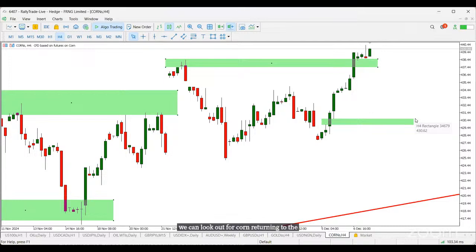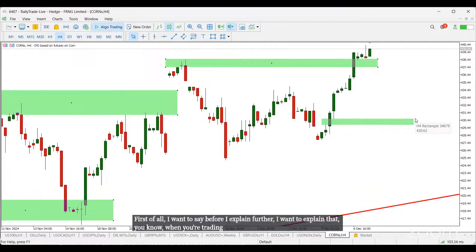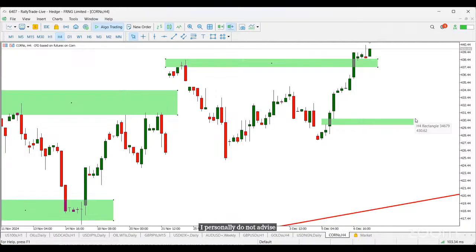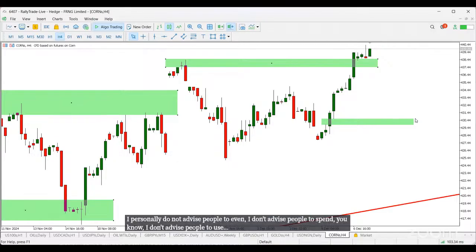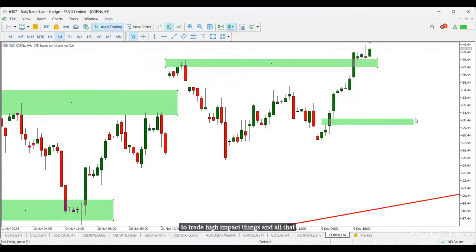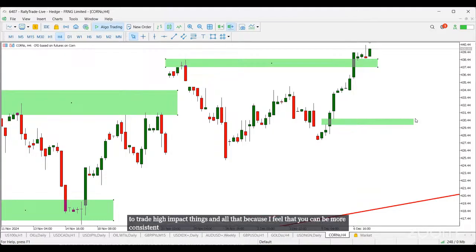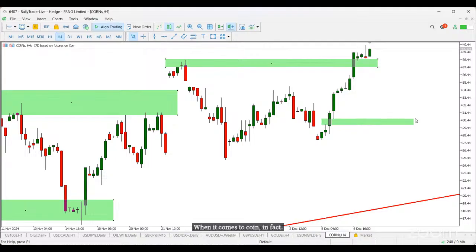Now, what does that mean? First of all, before I explain further, I want to say that when you're trading instruments like this, I personally do not advise people to use pending orders. I don't advise people to trade high impact news and all that, because I feel that you can be more consistent in your profits when you trade technically. When it comes to corn, in fact, I will not advise that you trade it with pending orders, buy stop, sell stop. No. Because the risk is quite high.